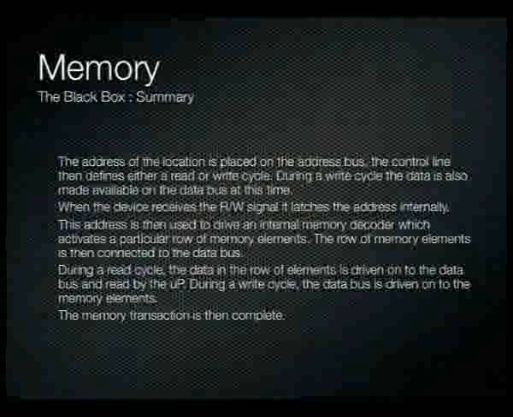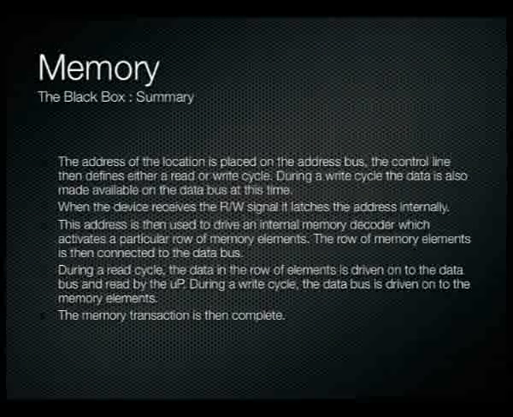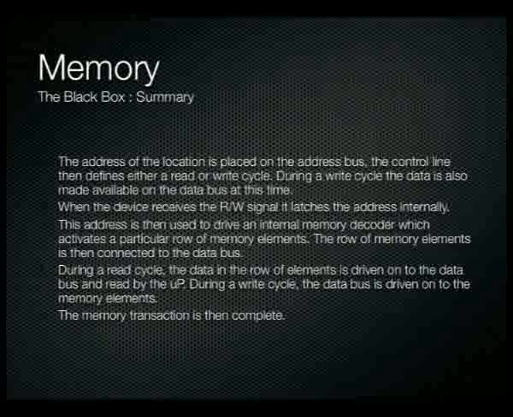So to reiterate what's happening there, I've written it in words. When we want to read something out of a memory element, or write a value to it, we place the address in question on the address bus. We then set the control line, the read-write line in the control bus, to define whether we're reading or writing to that memory element. During a write cycle, the data is also made available at this time as well.